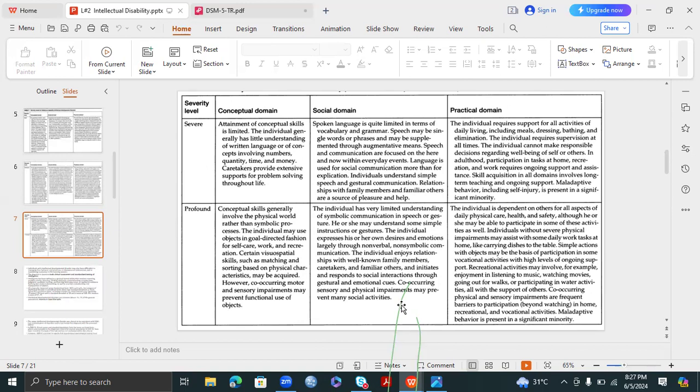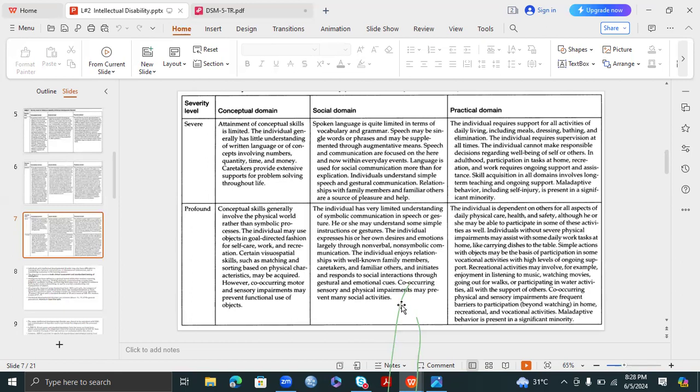Then it comes to the practical domain. When we are talking about the practical domain of intellectual disability, we are actually talking about the individual who would require support for all the activities of their daily living, including their meals and their dressing. We have talked about the moderate level. They would require some assistance over a period of time that can dissolve, and the individual will become independent also. But at this particular period, the individual requires it for all their daily living tasks. And maladaptive behavior, including self-injury, is very much present in those kinds of individuals.